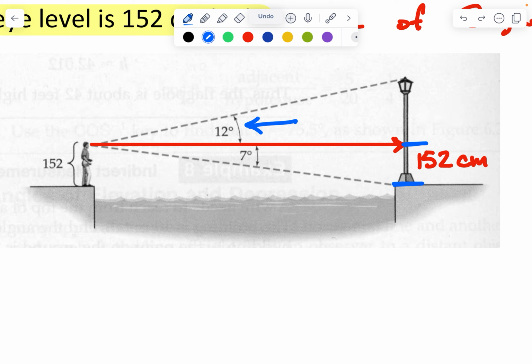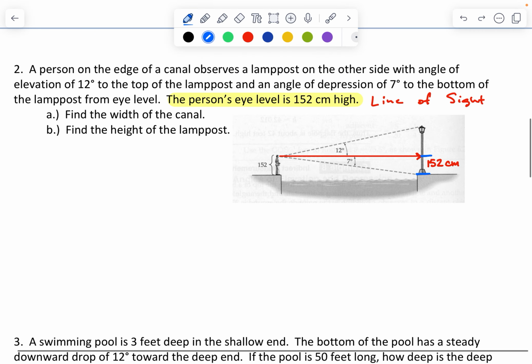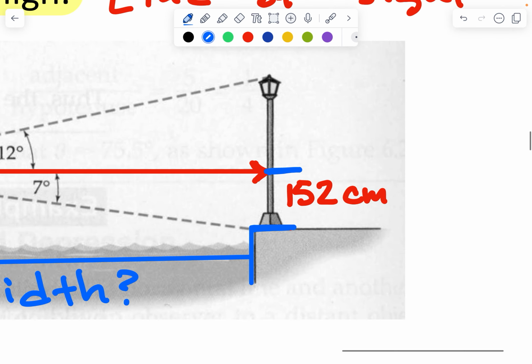So what we're going to have to do is progressively build on the information, calculate one thing at a time, and see if we can figure out the two things they ask us for, which are the width of the canal. So we want to know how wide is the canal. And we want to know the total height of the lamppost. Right now, we know part of the lamppost. We do not know the whole lamppost. We want to know the entire thing.